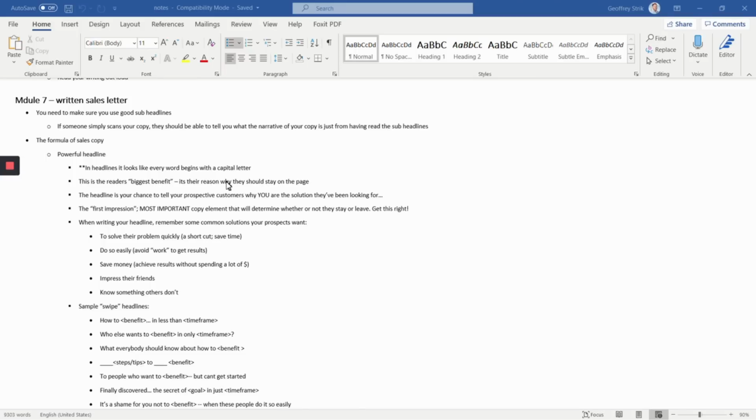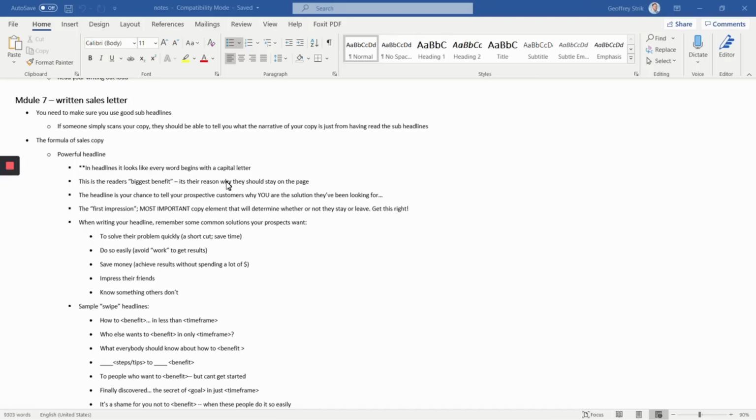So your headline is your chance to tell your prospective customers why you are the solution they've been looking for. It's the first impression. It's the most important copy element that will determine whether or not they stay or leave. You need to get your headline right.